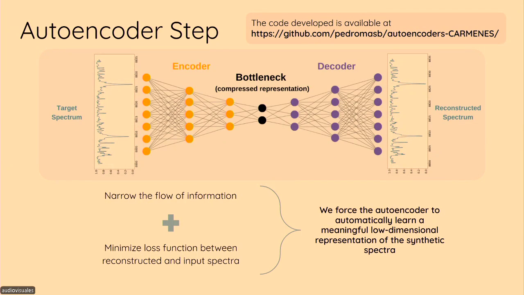Okay, so the rationale behind this kind of neural networks is that by narrowing the flow of information and minimizing a reconstruction loss between the reconstructed and the original data, we force the autoencoder to automatically learn a meaningful low-dimensional representation of our data. So the first step in our methodology is to use these architectures to obtain low-dimensional representations of our synthetic spectra.